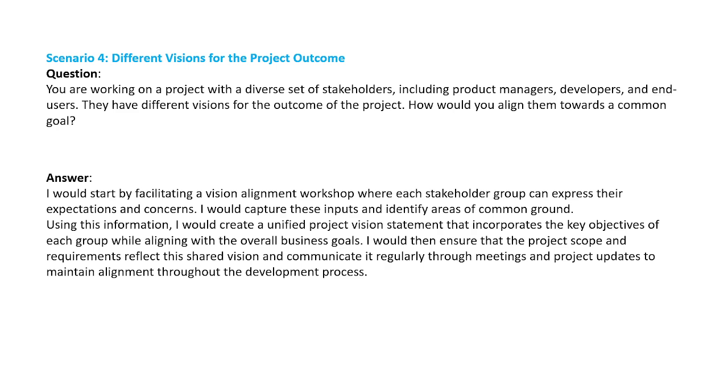I would start by facilitating a vision alignment workshop where each stakeholder group can express their expectations and concerns. I would capture these inputs and identify areas of common ground. Using this information, I'll create a unified project vision document or statement that incorporates the key objectives of each group while aligning with the overall business goals. I would then ensure that the project scope and requirements reflect this shared vision and communicate it regularly through meetings and project updates to maintain alignment throughout the development process.